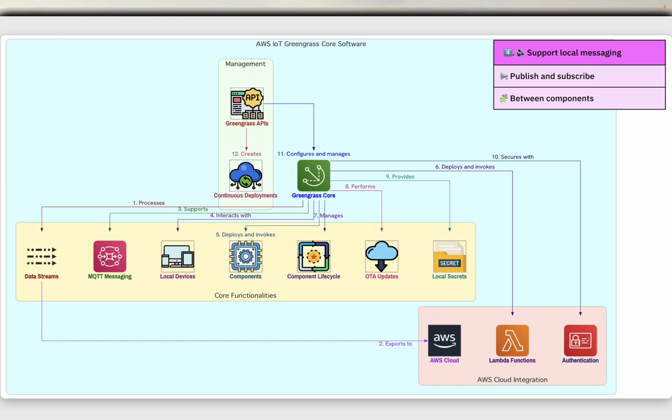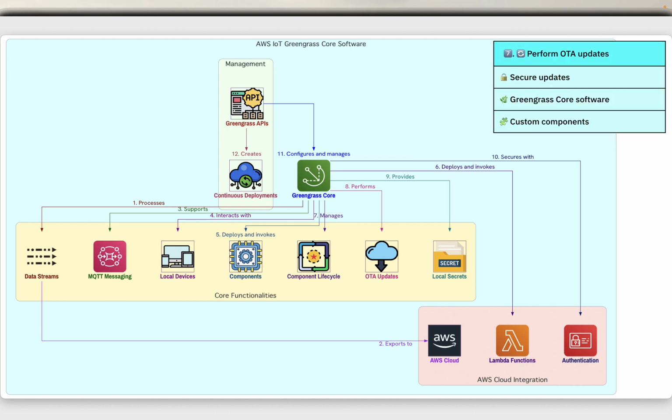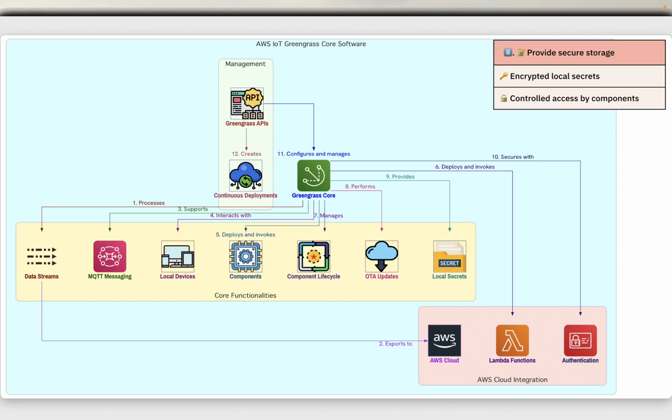Support local publish and subscribe messaging between components. Deploy and invoke components and Lambda functions. Manage component lifecycle, such as with support for install and run scripts. Perform secure over-the-air OTA software updates of the AWS IoT Greengrass core software and custom components. Provide secure encrypted storage of local secrets and controlled access by components. Secure connections between devices and the AWS cloud with device authentication and authorization.